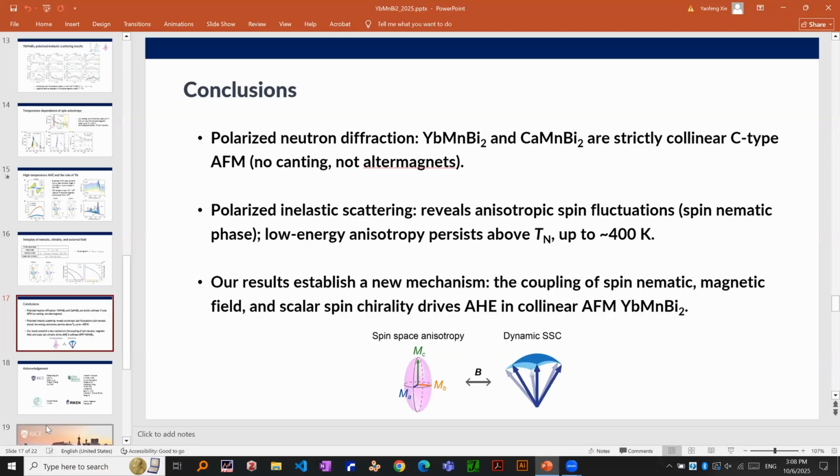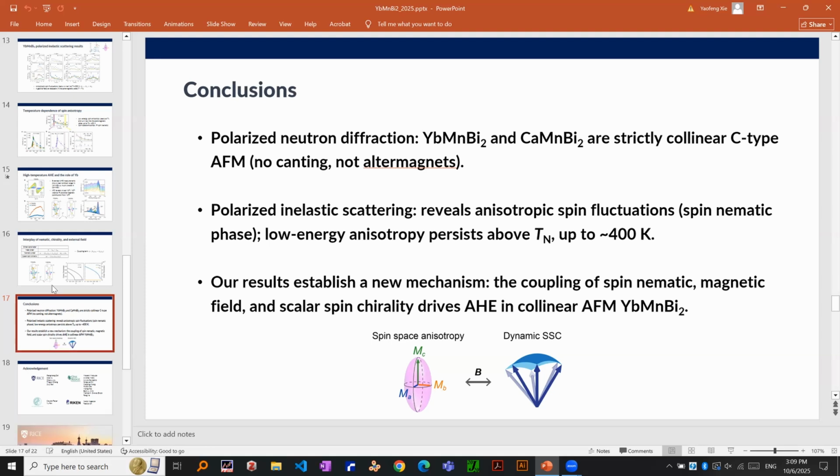So I'm confused towards the end of your talk. At the beginning you said there's no canting, but near the end you're saying when you apply a magnetic field, there's canting of the ytterbium ions that leads to the anomalous Hall effect. So canting or no canting? For the manganese spins, the static spin structure does not have canting. Yeah, but it seems you ascribe the anomalous Hall effect to the canting of the ytterbium. So can't the magnetic canted ytterbium ions lead to the AHE alone? You really need a higher order effect?